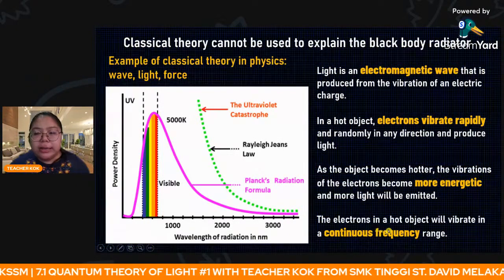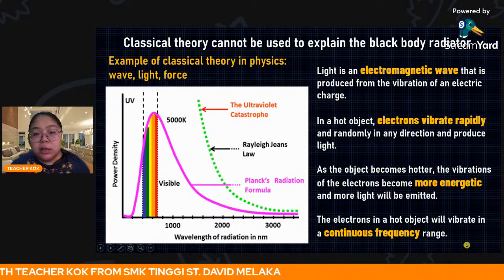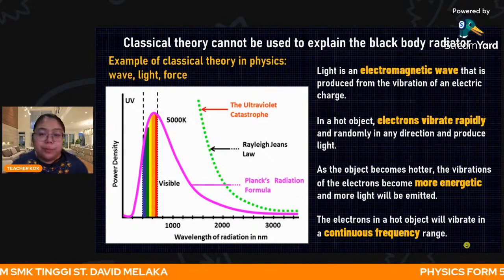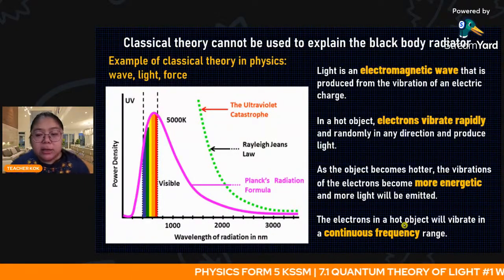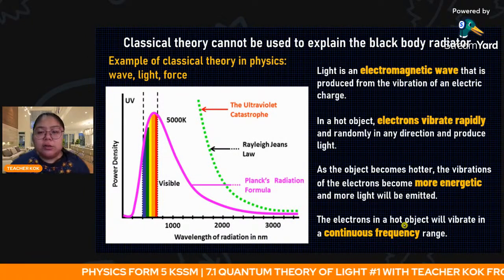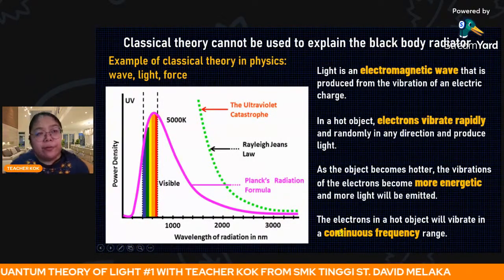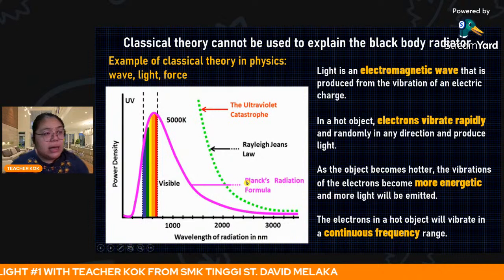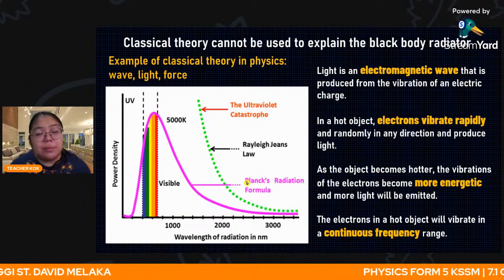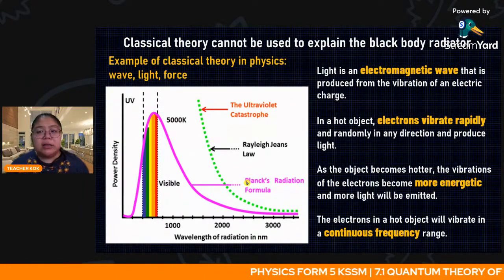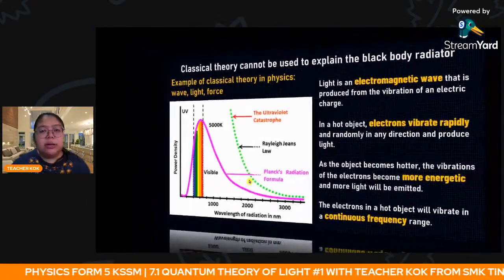Okay, the electrons in a hot object vibrate in continuous frequency. Agree or not? This is the classical theory we learned before. So that means when you keep increasing the heat, the electrons keep vibrating more, is it? So they say the electrons in a hot object vibrate in continuous frequency. That means the frequency will keep increasing and increasing. Okay, this is what we learned before. This is a normal concept, is it? So when the temperature is high, the object must be moving randomly. Okay, then we continue again.